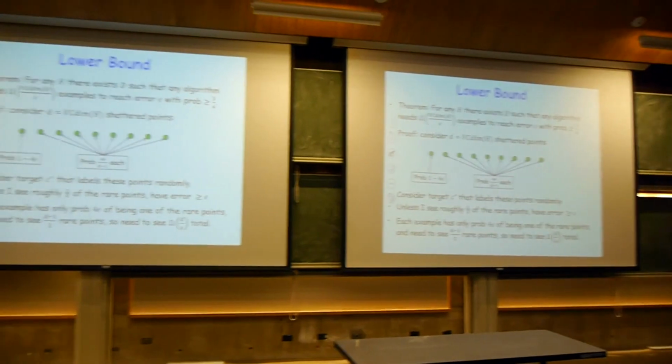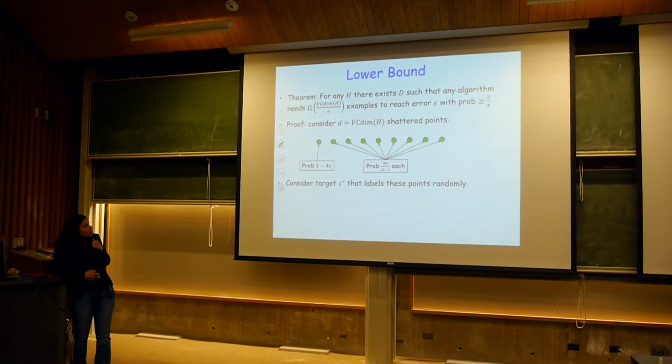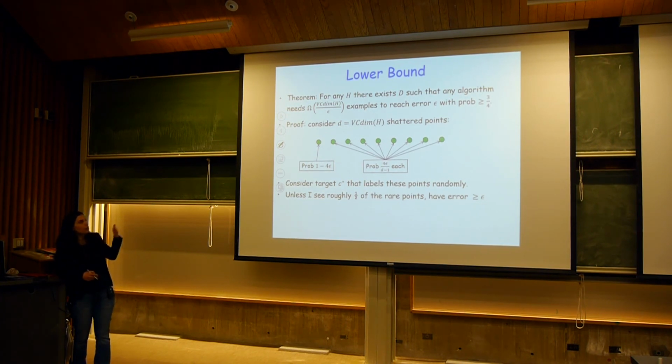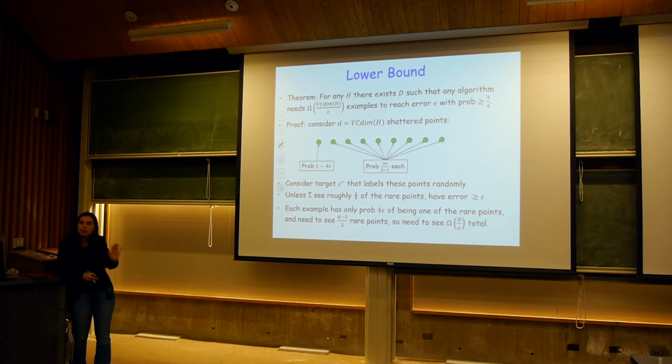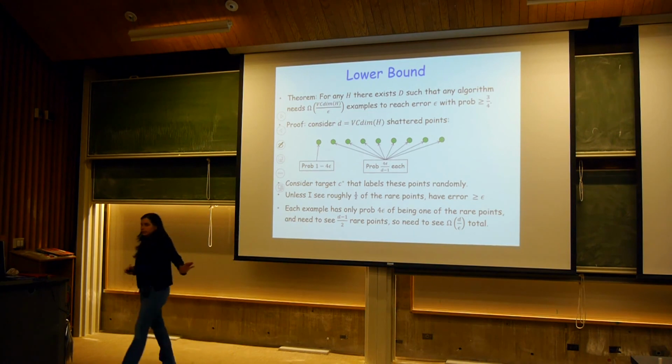At a high level, what we do is just pick a set of points that can be shattered, and we put a lot of weight on one of the points, and then we spread out the weight on the remaining points. Then we can argue that unless I see half of the remaining points, I'm going to have error at least epsilon. But in order to see half the remaining points, because they have such small weight, I need to see roughly 1 over epsilon examples. So that's a very simple way to think about the lower bound proof. It holds for a kind of skewed distribution.